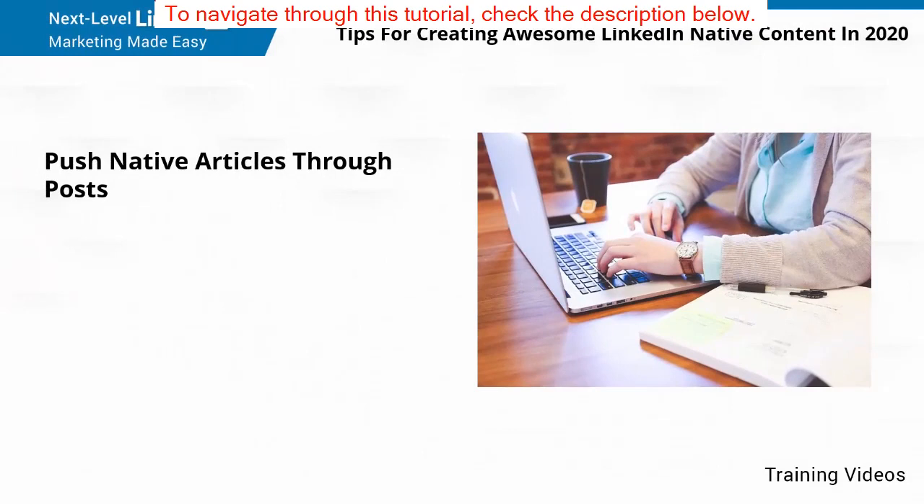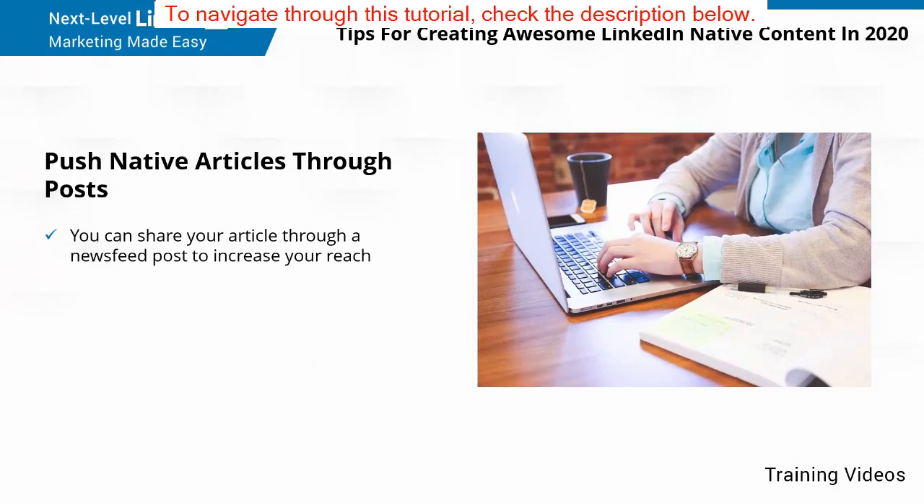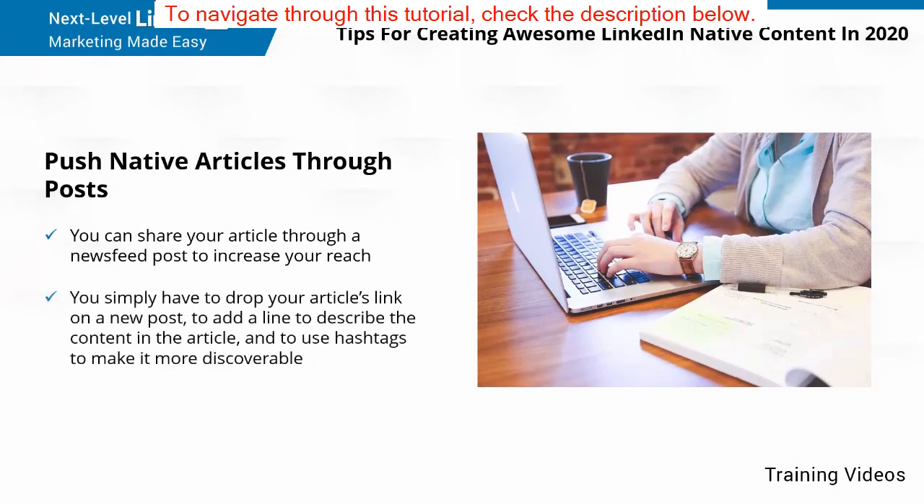Push native articles through posts. You can share your article through a newsfeed post to increase your reach. You simply have to drop your article's link in a new post, add a line to describe the content in the article, and use hashtags to make it more discoverable.